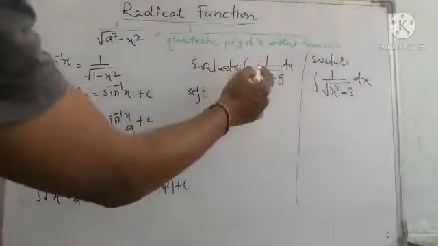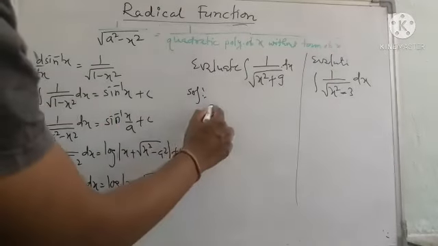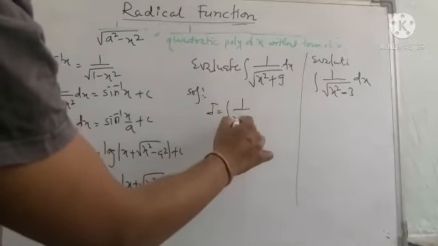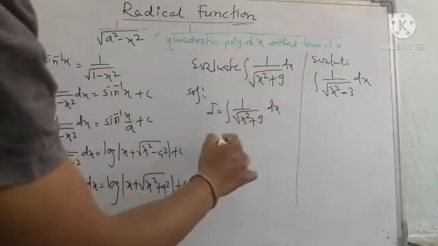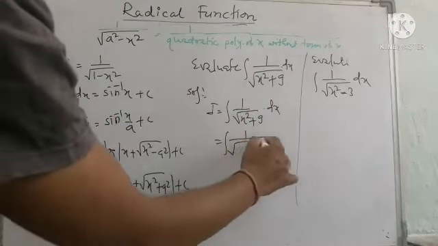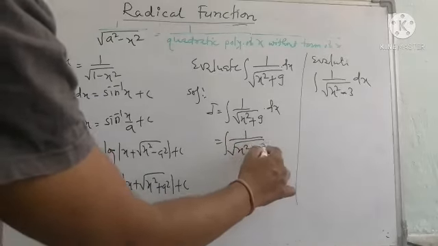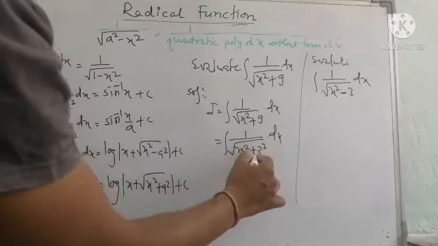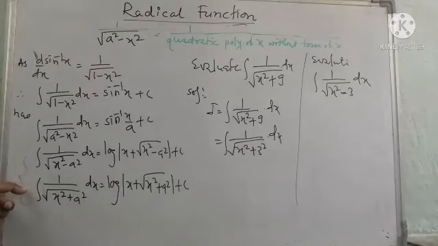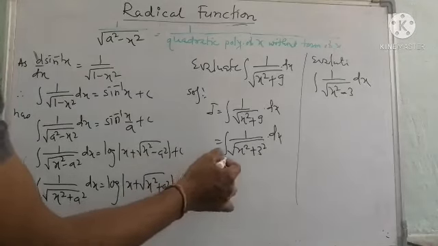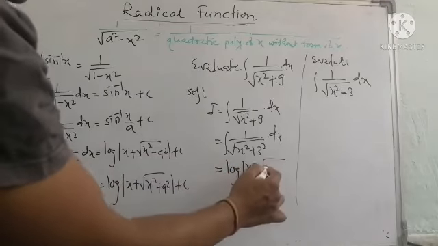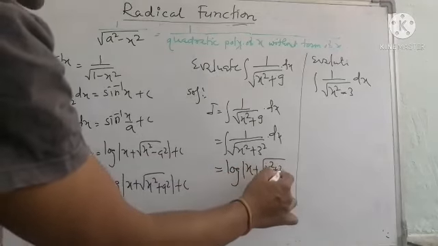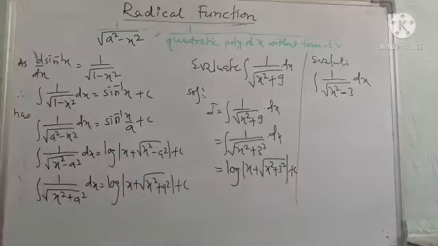Now the next example, evaluate the integration of 1 upon root of x square plus 9. I put this as I, the integration of 1 upon root of x square plus 9 into dx. Now make this constant a square. Again 9 is the square of 3, but in the root we have an addition. By using this last formula, the integration of this is log of mod of variable x plus the denominator, that is root of x square plus 3 square, mod complete, plus c.